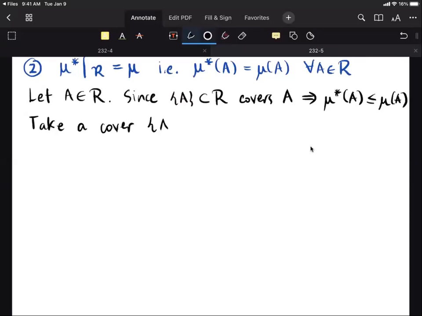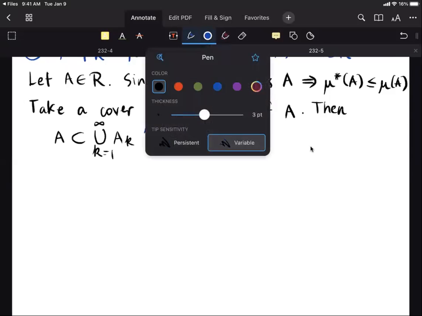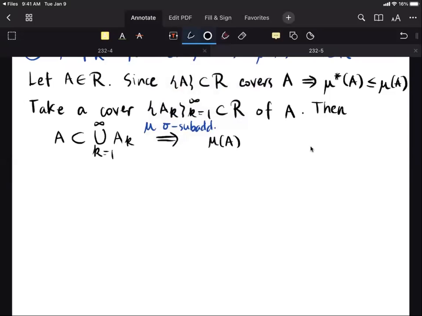The next one, okay, so take a covering, say A_k, of A, consisting of elements in the ring. By this, we mean that A is a subset of the union. Since A is in the ring, this implies that, take note that mu is sigma subadditive. A premeasure on a ring is sigma subadditive, as we have shown in the previous lectures. So here, the premeasure of A is less than or equal to the sum of the premeasures of A_k.